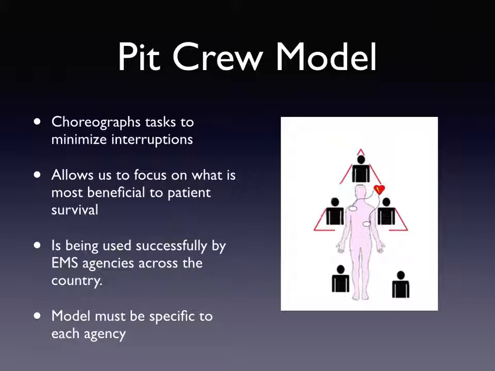So let's talk a little bit about our pit crew model. As I said, it choreographs tasks to minimize interruptions. It allows us to focus on what's most beneficial for patient survival. And that may be a little bit different than what we focused on in the past. Obviously, a lot of us were taught that things go ABC, airway being the priority, but now we know that it's more CAB, where compressions are more important than the airway or the breathing. This is being used successfully by EMS agencies across the country.